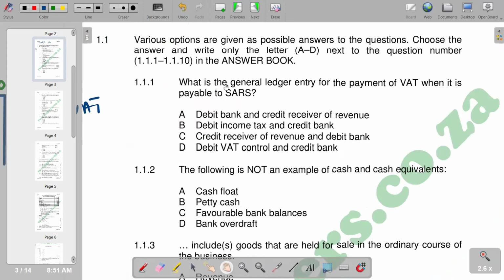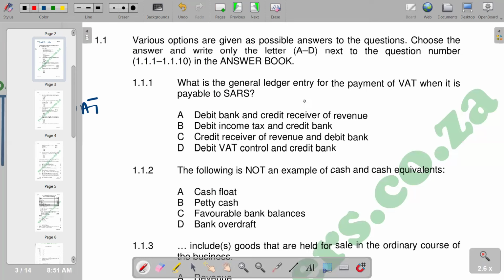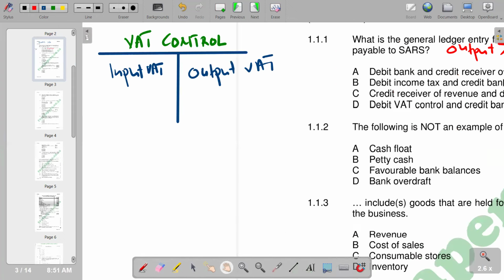This is the general ledger entry for the payment of VAT when it is payable to SARS. When it's payable to SARS, it means output is greater than input. So we will be having a smaller total on the debit side, and the output will be greater. Our balancing figure will now be payable. Here will come our balance c/d in the VAT control, whereby the c/d will be the amount payable to SARS. So that's the scenario.